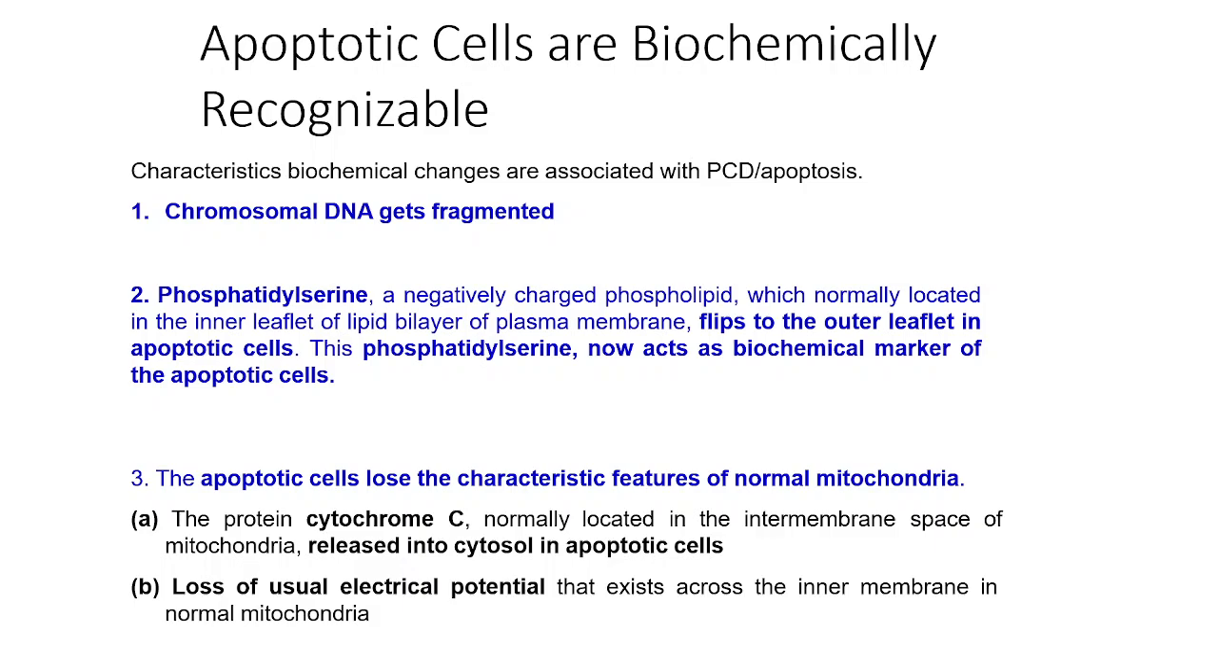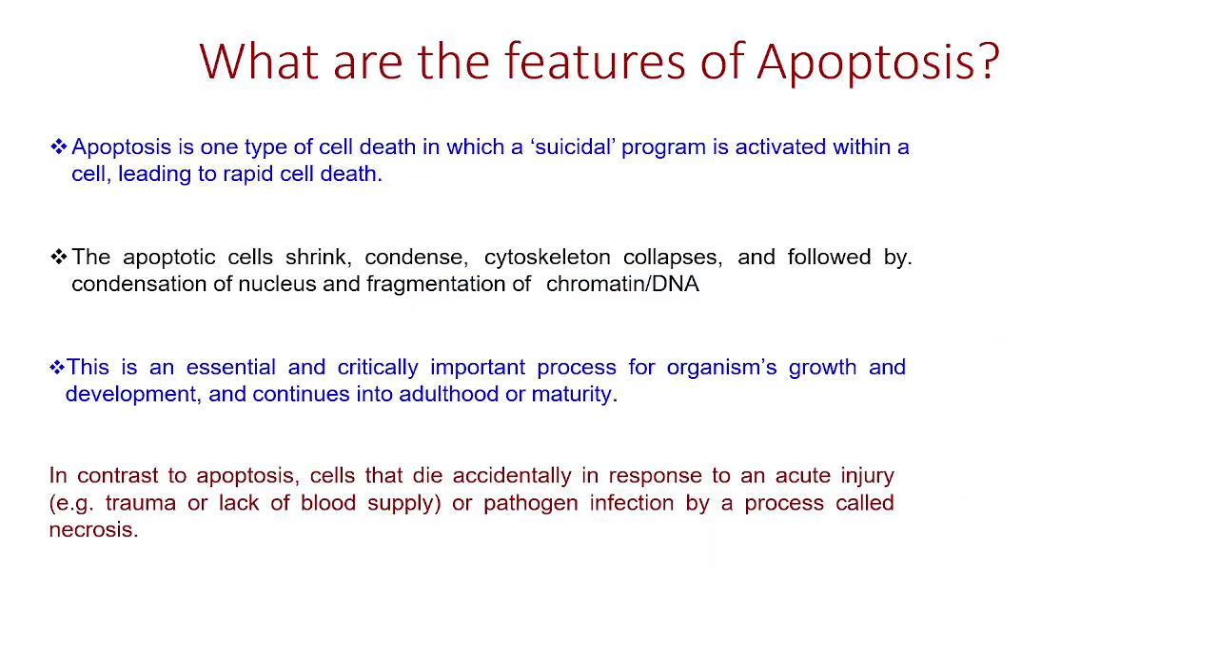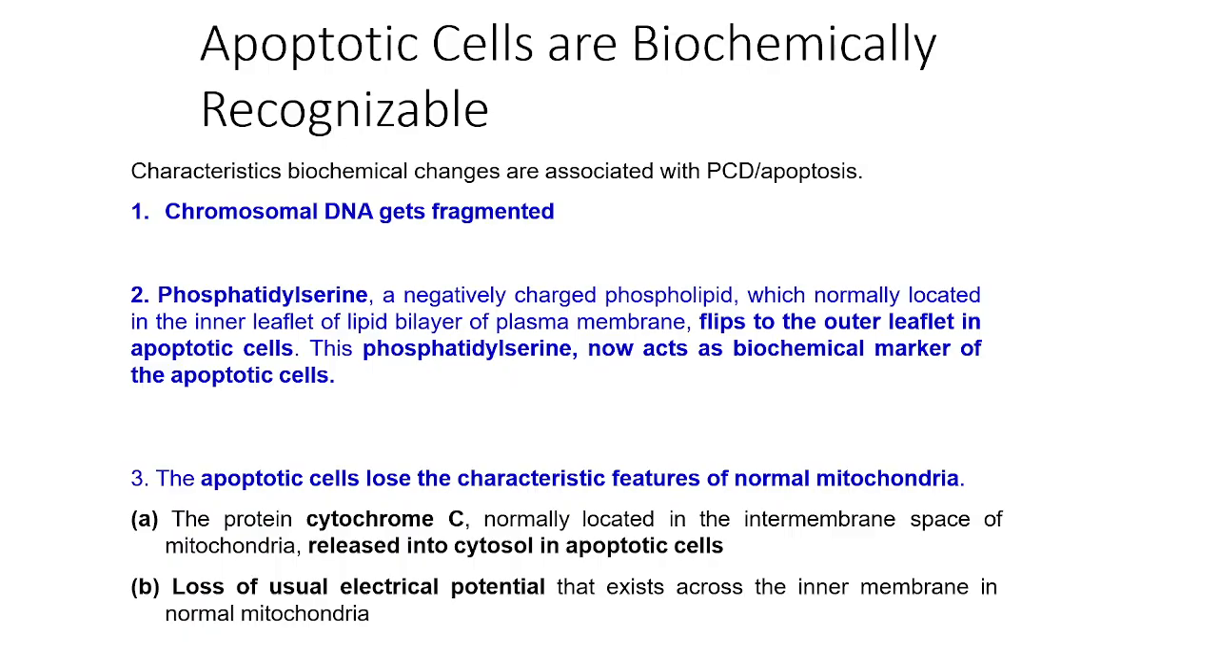Now, in necrosis, by contrast, the cells die accidentally in response to acute injury or infection. The membrane ruptures, the contents spill out, and this often triggers inflammation. So, apoptosis is a clean death, whereas necrosis is messy and damaging to the tissue environment. That's a very important difference between apoptosis and necrosis.